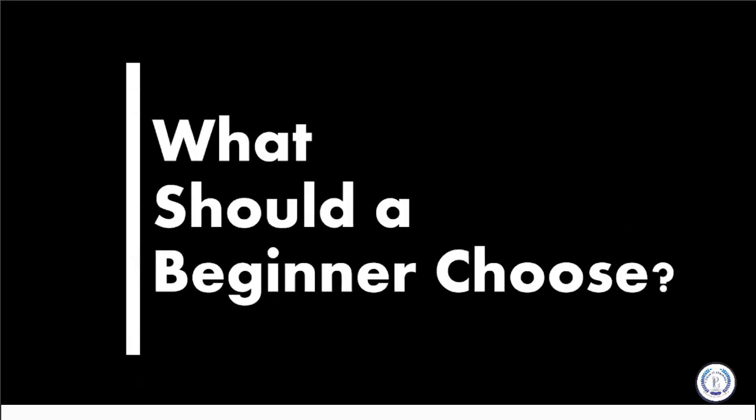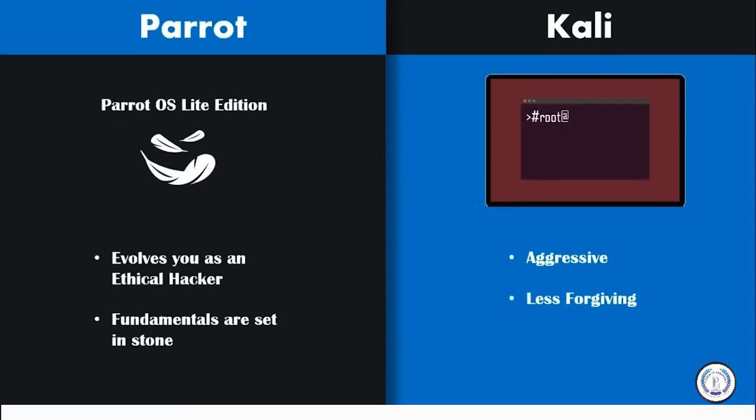Now the main question remains, which of these two distributions is better for beginners? Well, it is to be duly noted that both these distributions are not exactly meant for beginners. If you want to learn about Linux as an operating system, you're better off using something like Ubuntu or Deepin. This also doesn't mean that you cannot learn the basics on Parrot or Kali. On the other hand, if you already know the basics of Linux and want to get your hands on an operating system to learn ethical hacking, I'd personally recommend using the Parrot Sec OS Lite Edition.